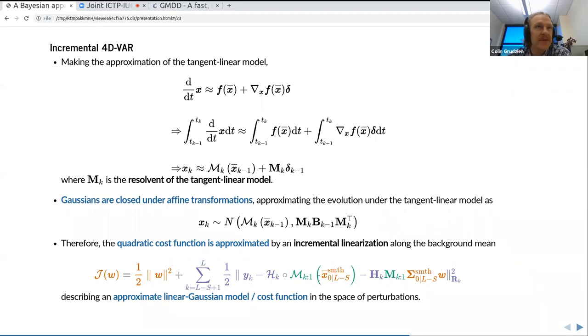And this is basically then the approximate linear Gaussian model cost function that is actually used directly in 4D-Var, where the notion again is, well, if you're not so far away from the local minimum, or let's say the optimal solution, and if it's not too long of a forecast horizon, you can use this sort of approximate and actually quadratic cost function to incrementally and iteratively solve for the best weights W to describe the initial condition.